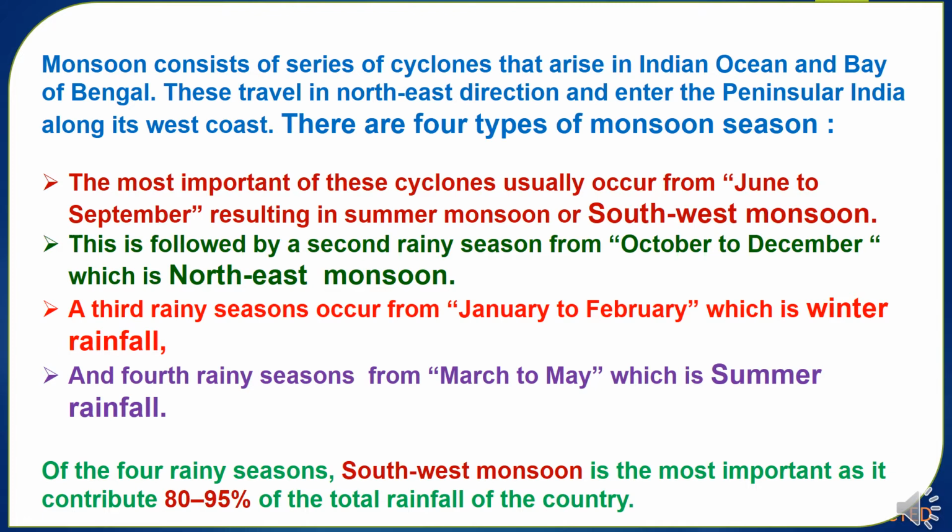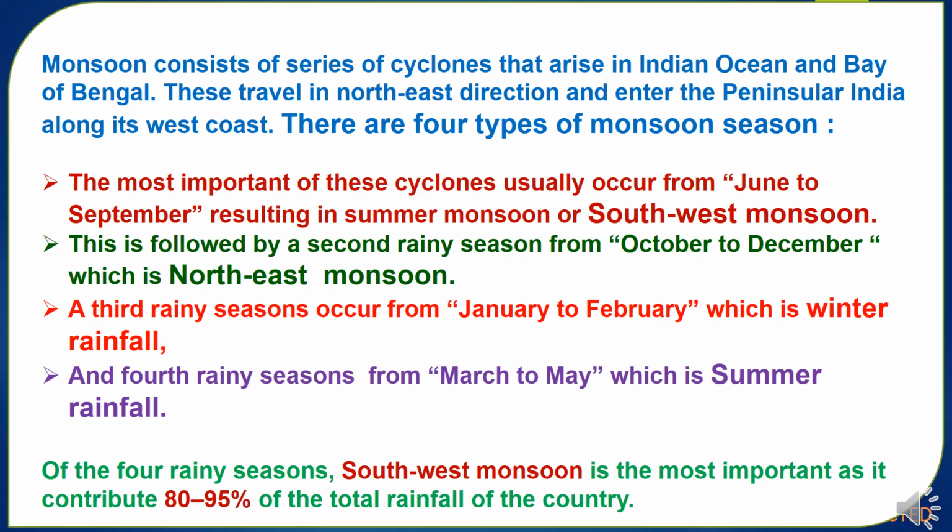There are four types of monsoons which relate to cyclones. The most important of these cyclones usually occur from June to September, resulting in summer monsoon or southwest monsoon. This is followed by a second rainy season from October to December, which is the northeast monsoon. A third rainy season occurs from January to February, which is the winter rainfall monsoon. And the fourth rainy season is from March to May, which is the summer rainfall monsoon.